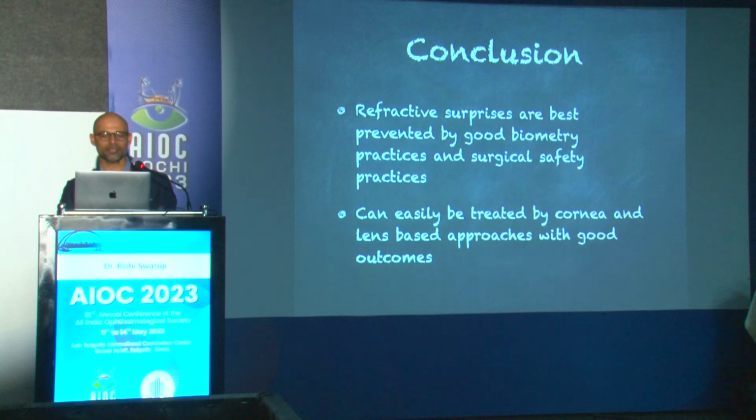So to conclude, refractive surprises are best prevented by good biometry practices and surgical safety practices. But if they do occur, they can easily be treated either on the cornea or with a lens-based approach with good outcomes.